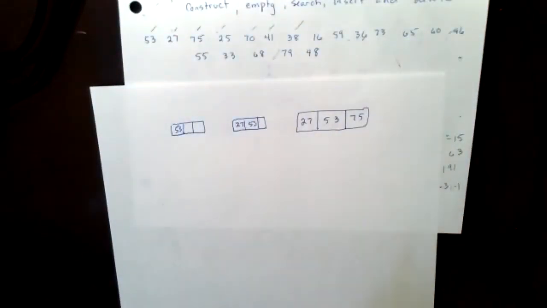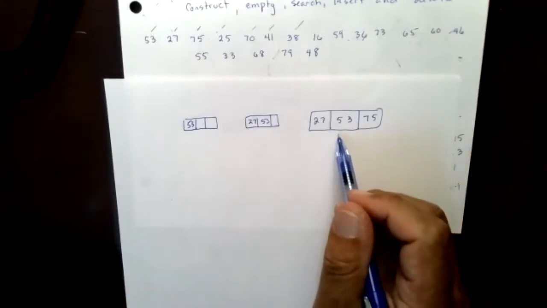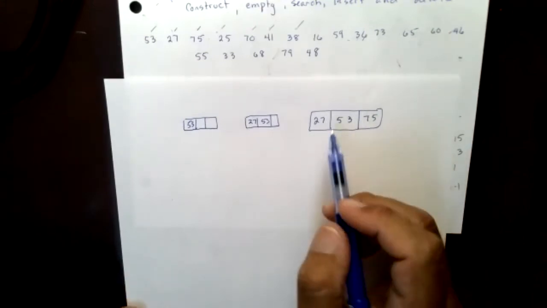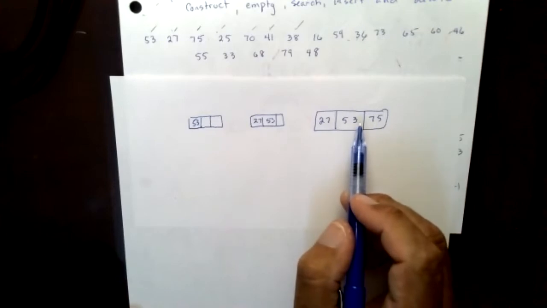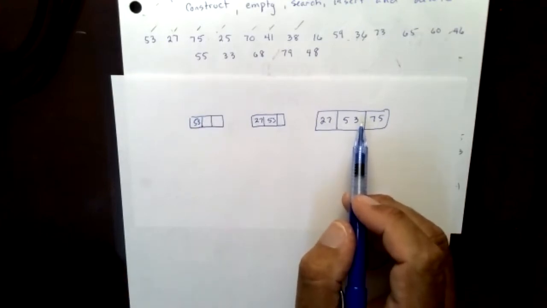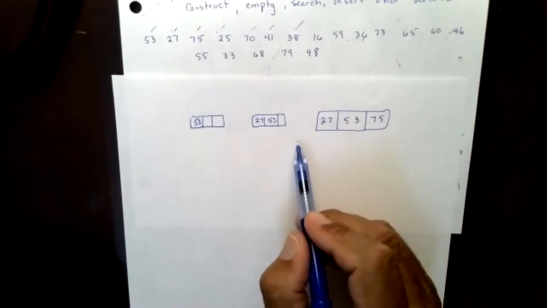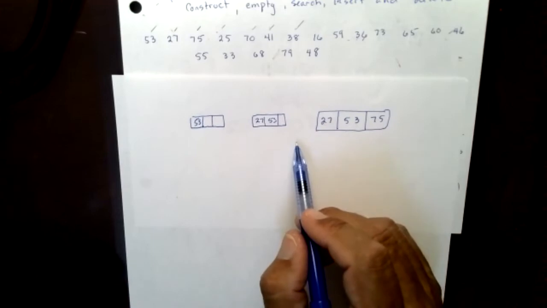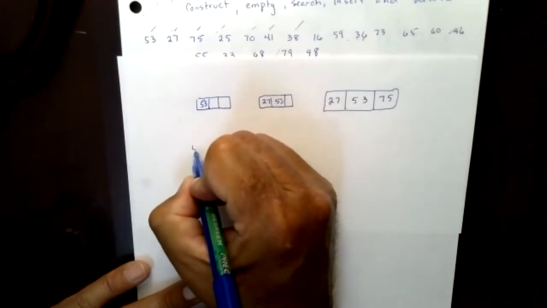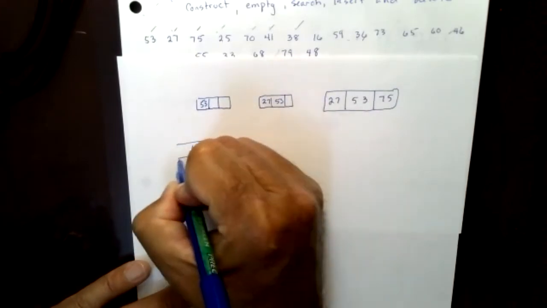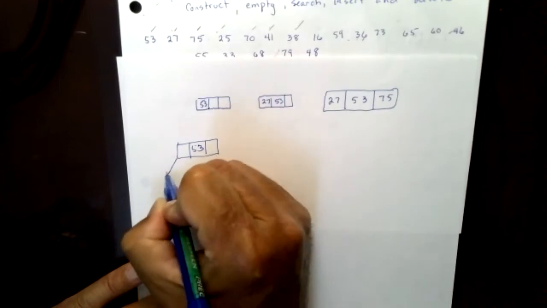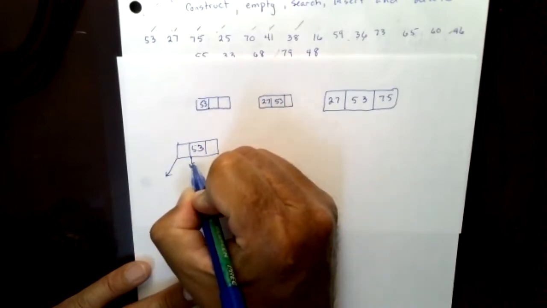The next number after 75 is 25. 25, it says we can't fit. So I still need to leave something up here in my root. Now that I get 25, I jump to a new level. But what I leave up here is 53. And 27 and 25 are going to go to the left. 75 is going to go to the right. So now I have 53, and I start thinking about my pointers coming out of here.